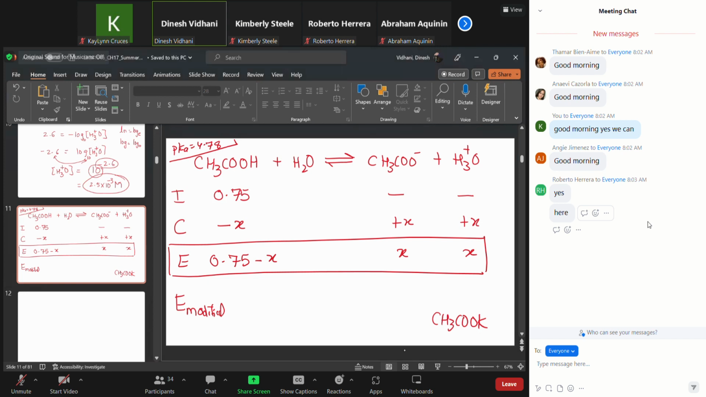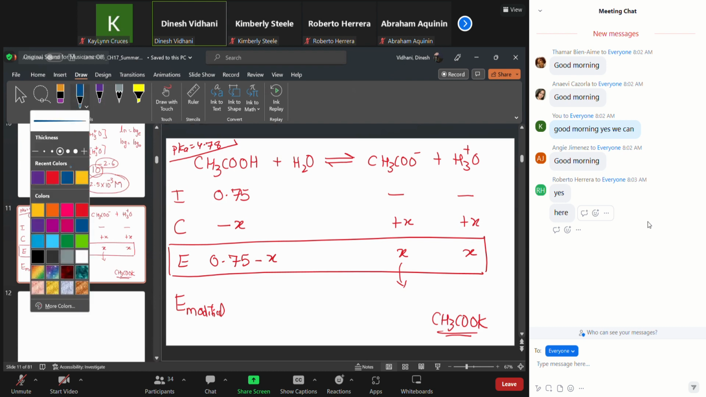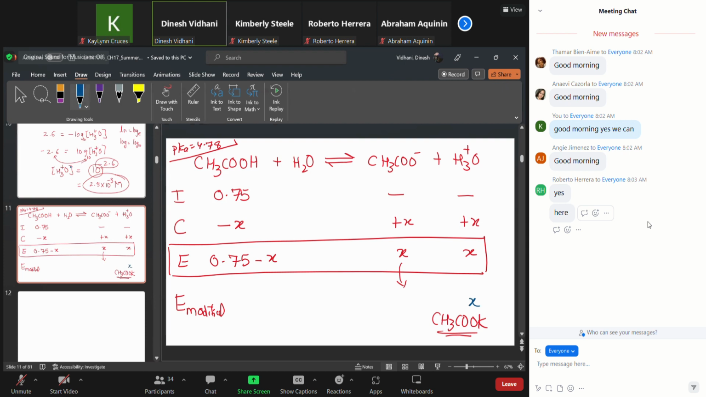Okay. Let me make things quite simple. Here, I'm adding an extra amount of this one, so I'm adding acetate ions. Am I adding hydronium ions? No. So that stays the same. So X stays the same for hydronium ion, because I'm only affecting acetate ions. I'm only increasing the concentration of acetate ions. Okay, so that stays the same.